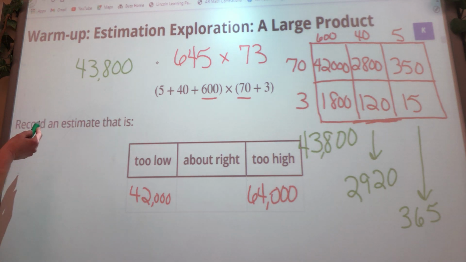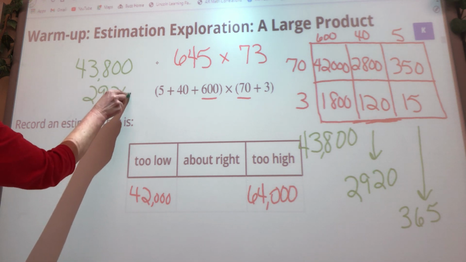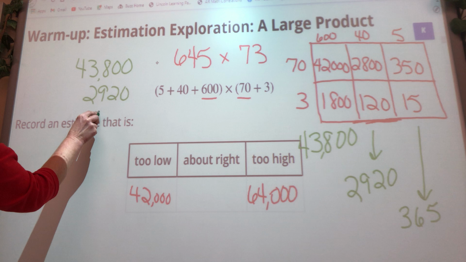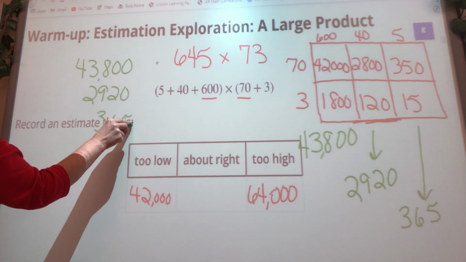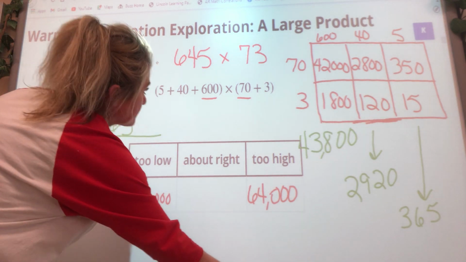43,800, 2,920, and 365. Okay, let me move these words just a little.